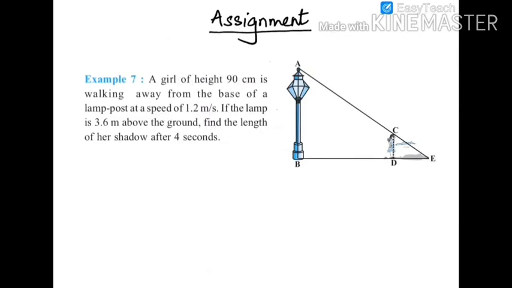With this, we come to the end of this video lesson. Your assignment for today is example 7 of the textbook. It is based on the same concept that we used in question number 15, that at the same time of the day, the sun will cast shadows at the same angle. Try to solve on your own, and then you can open the textbook to check your steps and answer.